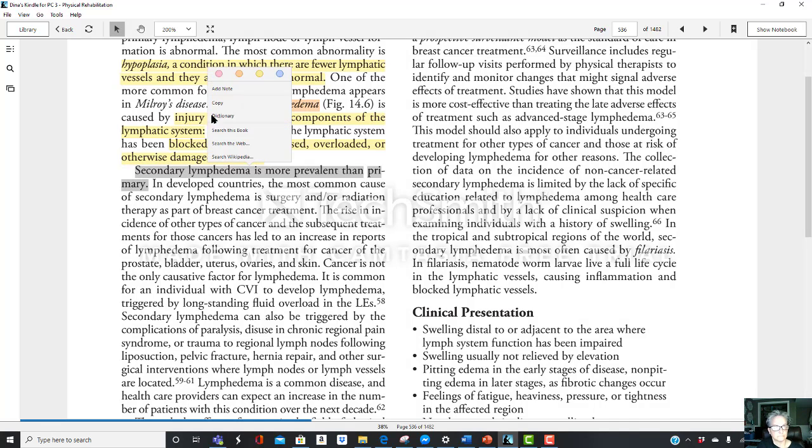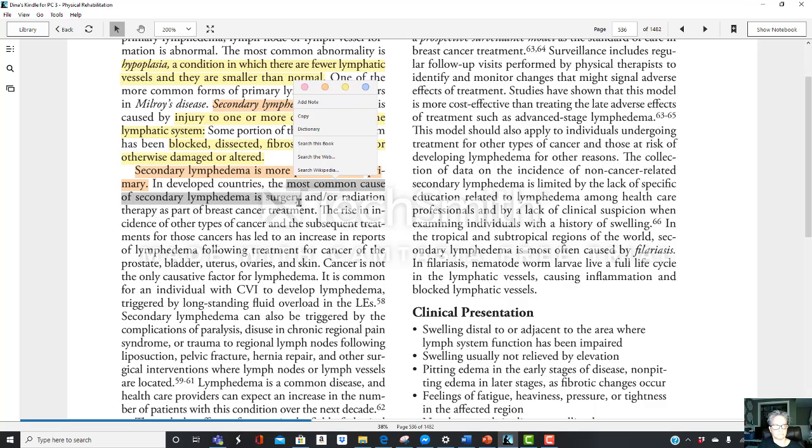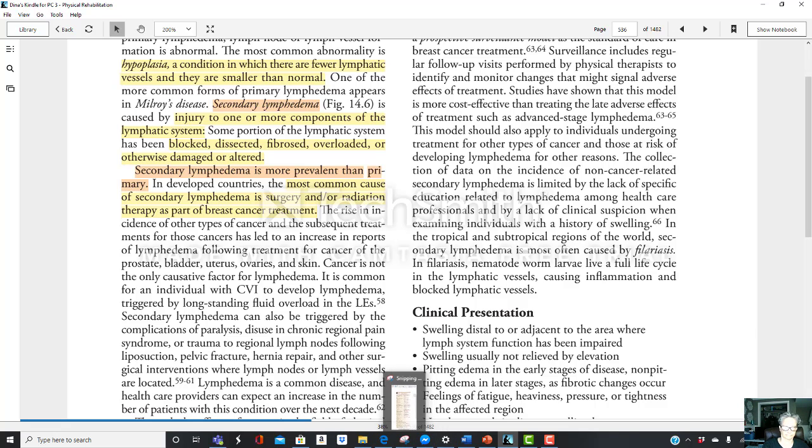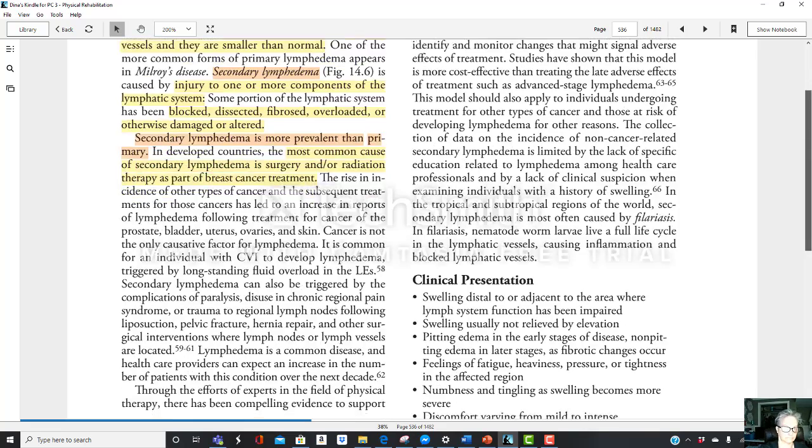In developed countries, the most common cause of secondary lymphedema is surgery and/or radiation therapy as part of breast cancer treatment. The rise in incidence of other types of cancer and the subsequent treatment for those cancers has led to an increase in reports of lymphedema following treatment for cancer of the prostate, bladder, uterus, ovaries, and skin. Cancer is not the only causative factor for lymphedema. It is common for an individual with CBI to develop lymphedema, triggered by long-standing fluid overload in the knees.